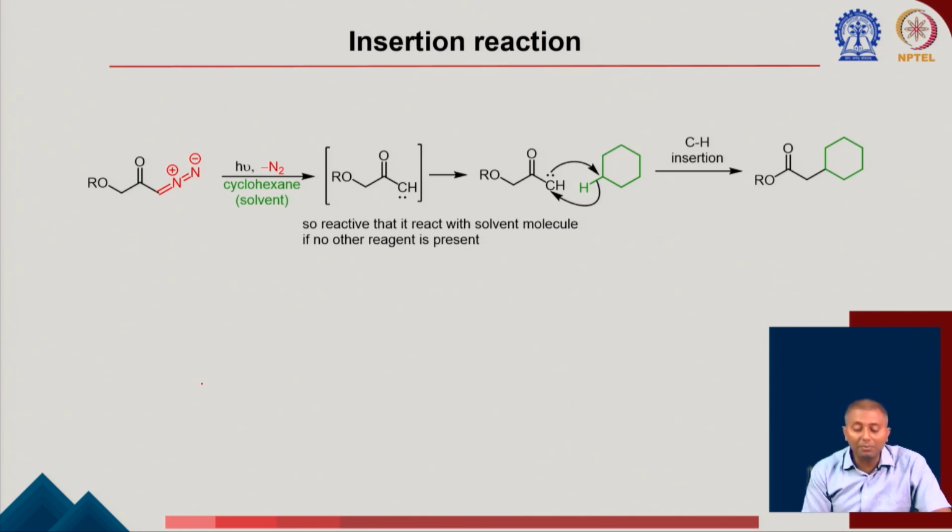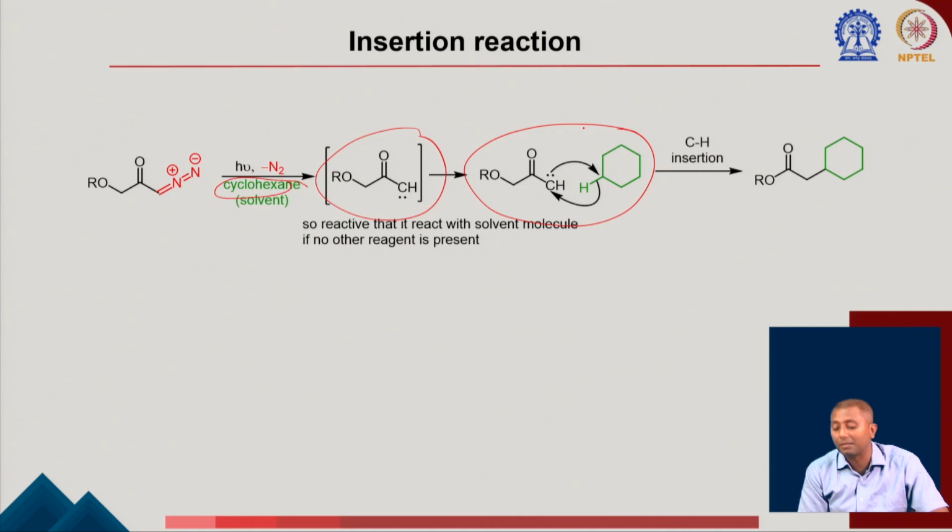So, now the question comes, in these reactions, suppose you have a solvent in the medium. Once this type of carbene is formed, these are very reactive, it can take the solvent molecule. So, C-H insertion happens in the cyclohexane to give this type of product.